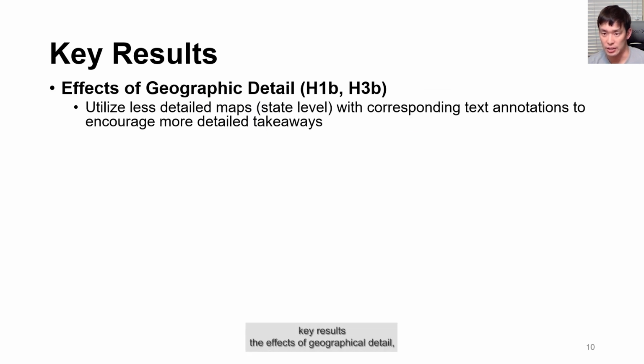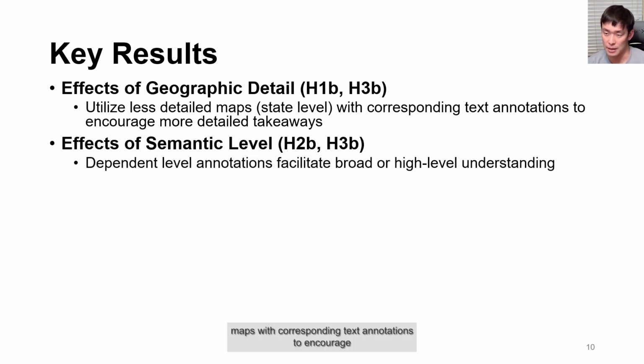Here we summarize our key results. The effects of geographical detail. Higher geographical detail, such as county-level maps, leads readers to rely more on text and produce higher semantic-level takeaways, possibly due to the overwhelming information on detailed maps. The takeaway from this is to utilize less detailed maps, such as state-level maps, with corresponding text annotations to encourage more detailed takeaways.